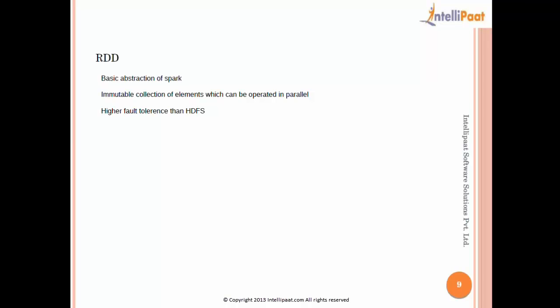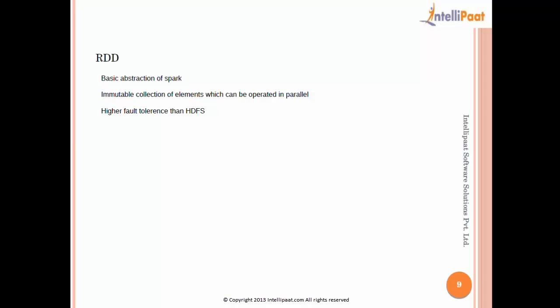Just as Hadoop operates on top of HDFS, we have RDD in Spark. RDD is nothing but resilient distributed dataset. It is the basic abstraction unit of Spark. It's an immutable collection of elements which can be operated on in parallel.